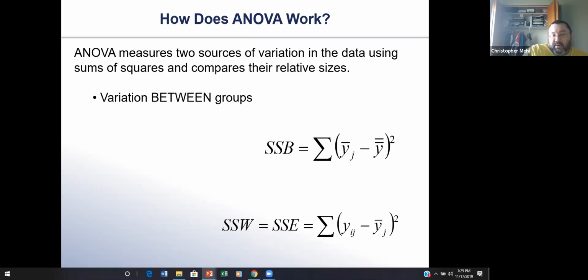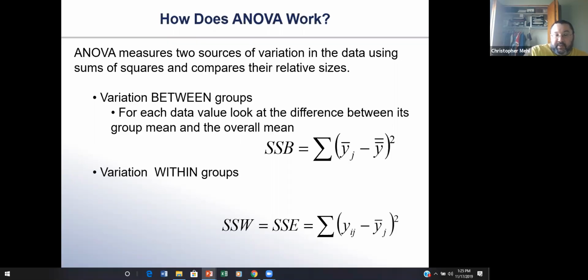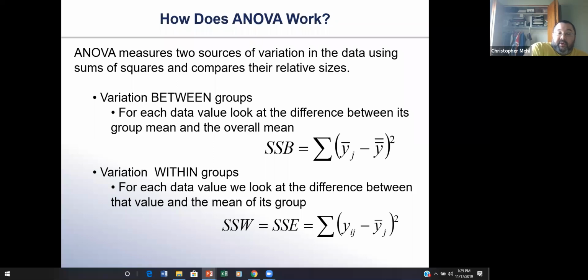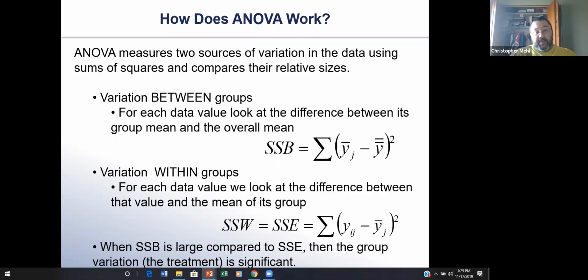Sum of squares error, or sum of squares within groups, is our error sum of squares. Variation within groups, SSW, or sum of squares error, SSE. There's the formula right there. For each data value, we're looking at the difference between that value and the mean of its group. Now, when the sum of squares between groups is large compared to the sum of squares within groups, then we conclude that the group variation, the treatment that we're looking at, is significant.